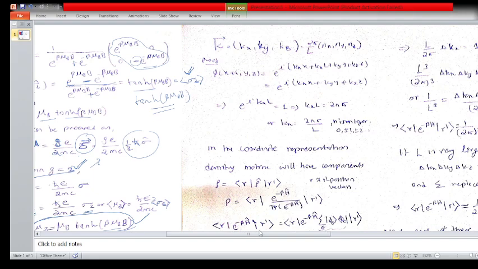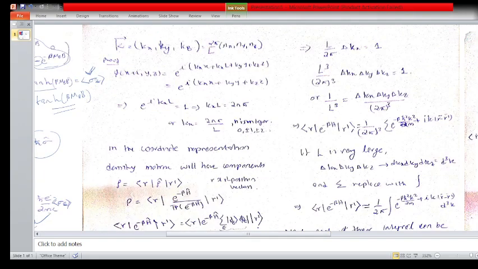Now, what is this k vector? As we can see here, k is nothing but kx, ky, kz. We have three different directions, and in each direction we have k values of 2 pi by L times nx, ny, nz. So in the x direction we have 2 pi nx by L, in the y direction 2 pi ny by L, and in the z direction 2 pi nz by L. That is the wave vector k.